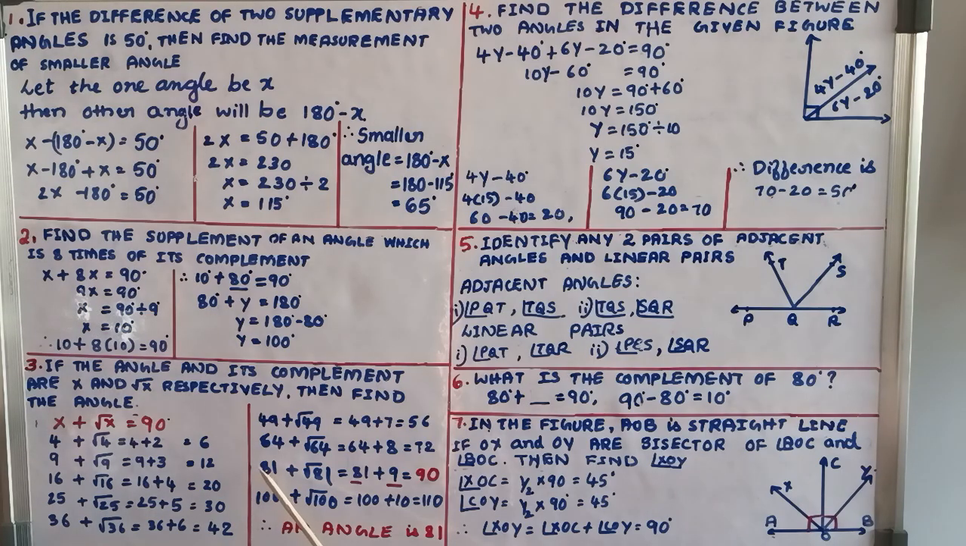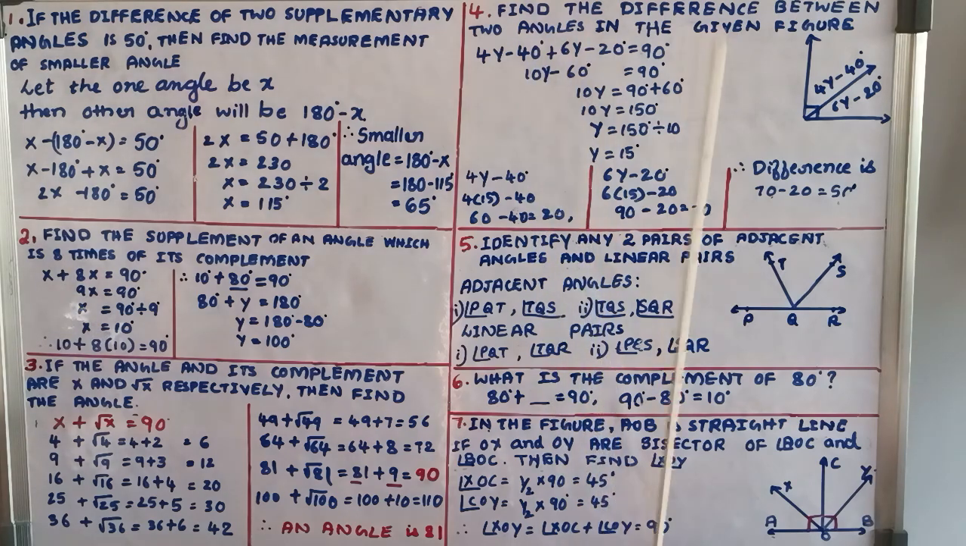Before that, a square number 81 is there, its square root is 9. If you add it, 81 plus 9, it becomes 90 degrees. So this is the answer to find an angle and its complement of x plus square root of x respectively, then find the angle. That angle is 81 degrees.